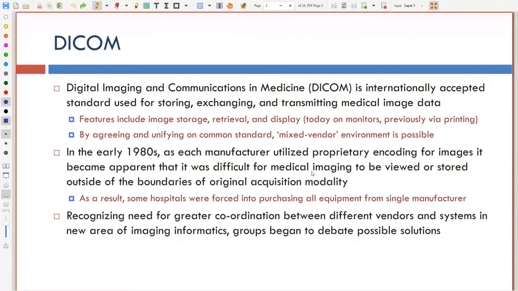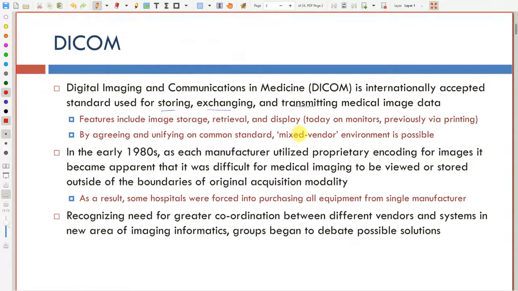So basically, it's not made for signals or for lab results or things of that sort. From its definition, it's an acronym for Digital Imaging and Communications in Medicine. It's DICOM, D-I-C-O-M. It's an internationally accepted standard for storing, exchanging, and transmitting medical image data. So you have 3 functions here: how to store, how to exchange, and how to transmit. Okay, this is very important.